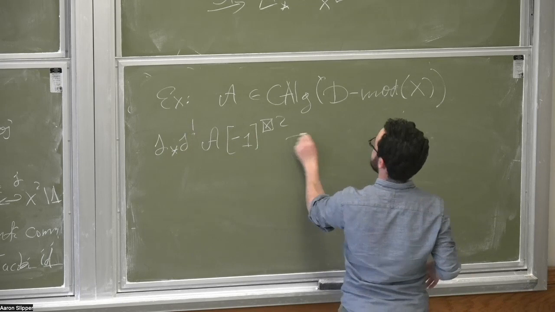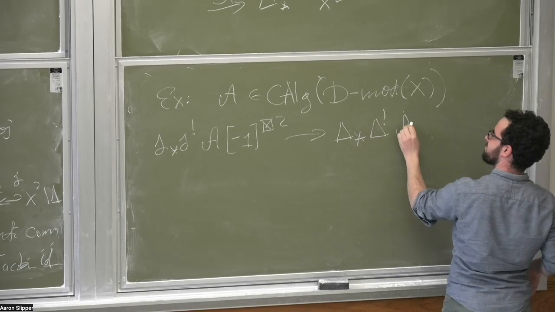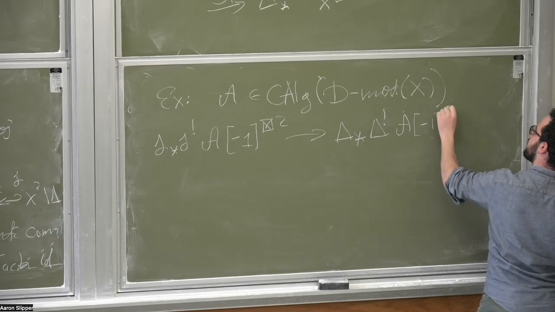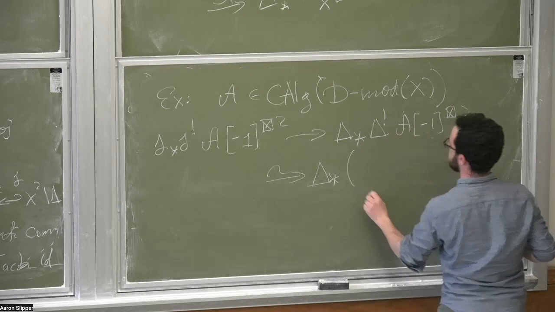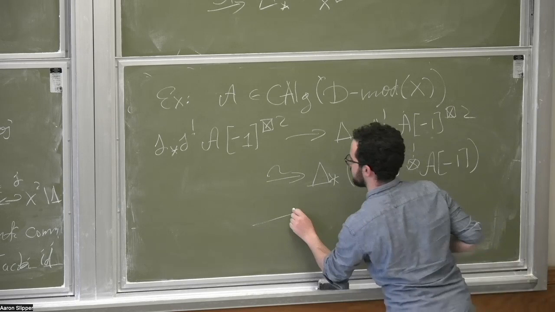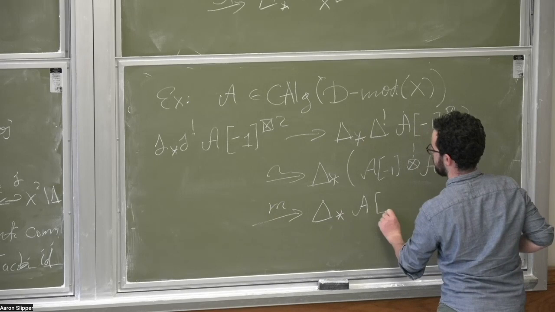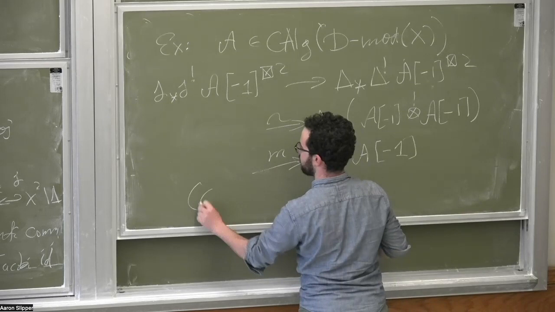So that is going to go to one, square two, and then this is by definition the strict pullback of the exterior power, that is the strict tensor product. So this is by definition one itself. And then we just apply the multiplication on A. So the pushforward of A, in fact, this is basically a commutative chiral.